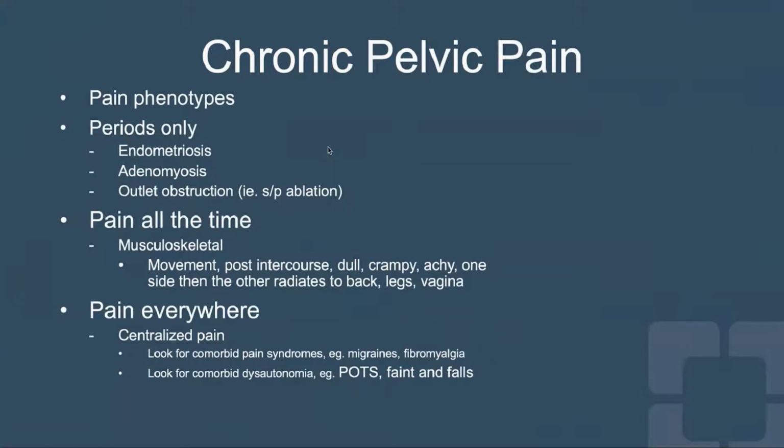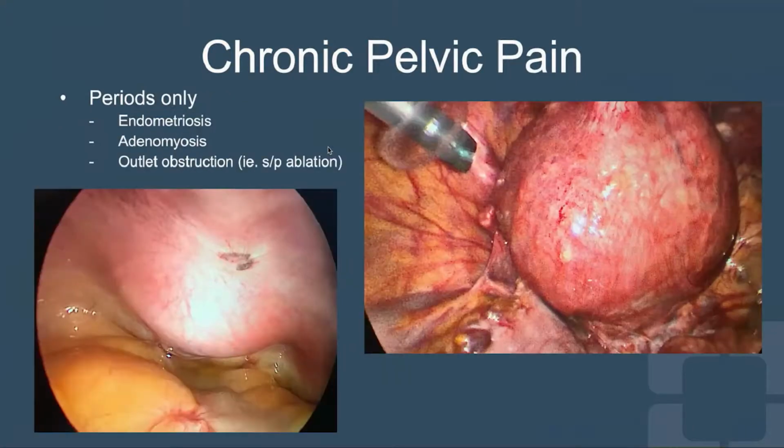Looking at some of these pain phenotypes can be useful. Periods only, pain all the time, and pain everywhere are three of the main phenotypes that I see in my practice. Periods only oftentimes points to endometriosis, adenomyosis. Sometimes there can be outlet obstruction, especially if someone's had an endometrial ablative procedure. These are very frequently gynecologic in origin, and if they're associated with periods only, they usually end up appropriately with us.